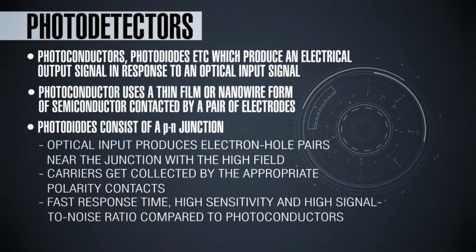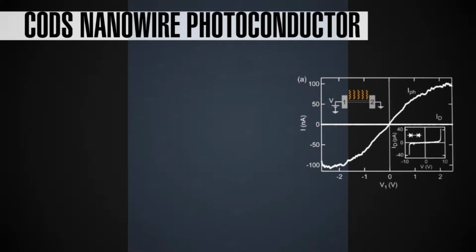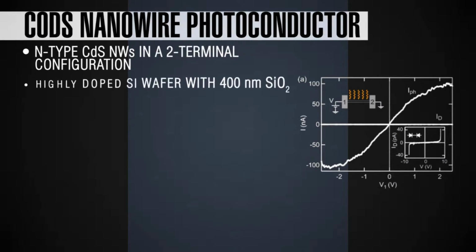The photodiodes, in contrast, consist of a p-n junction. So when you have an optical input that produces electron hole pairs near the junction, where there is a high field, the carriers get swept away or collected towards the appropriate electrodes. So you can get fast response time and very high sensitivity and high signal to noise ratio compared to the photoconductors. So here I'm talking about cadmium sulfide nanowire photoconductor.